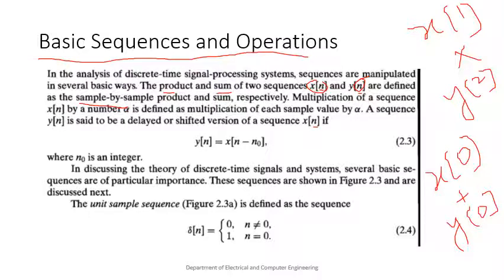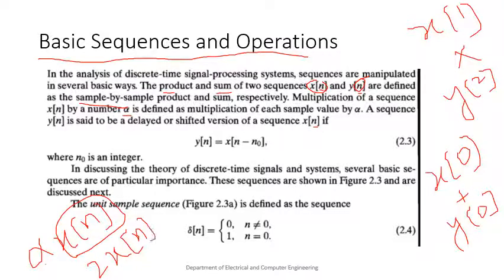Now multiplication of sequence x of n by alpha. This alpha is not a sequence. This is just a constant number. For example, alpha x of n means that this x of n signal is multiplied by alpha. So how will it affect it? The amplitude of the signal will change because alpha is outside n. For example, if alpha is 2, then 2x of n, the signal amplitude will be multiplied by 2.